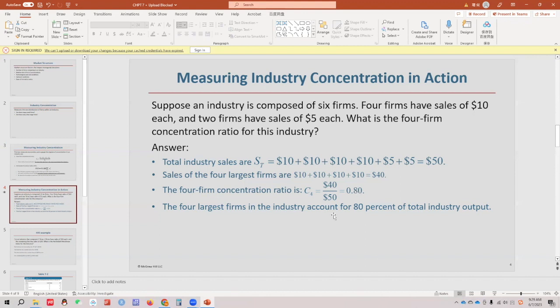Its interpretation is that the 4 largest firms in the industry capture 80% of the total industry output, which is pretty high. So this industry is more concentrated. As we say more concentrated, that means the industry is closer to monopoly. And as we say the industry is less concentrated, it is closer to a perfectly competitive market, where we have many firms and each firm is very small.